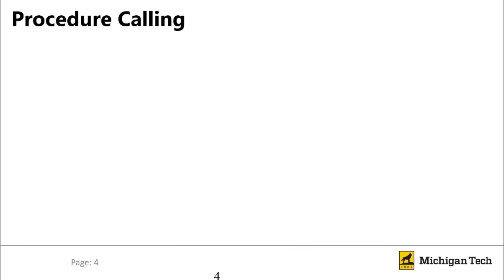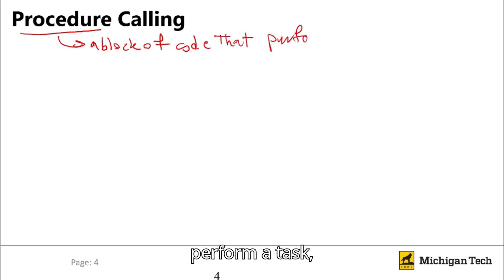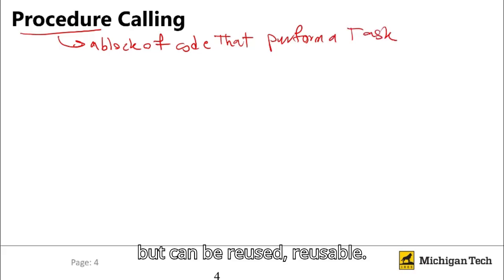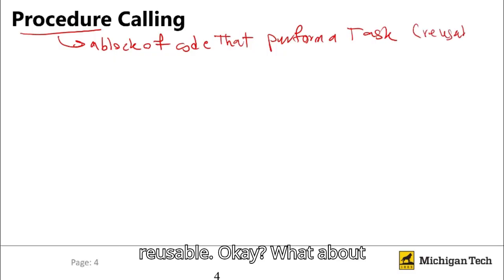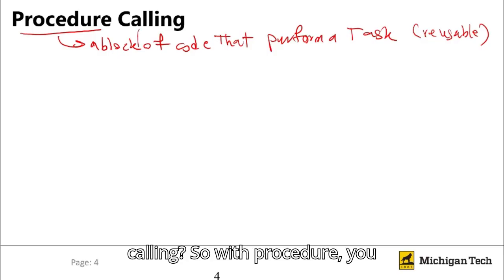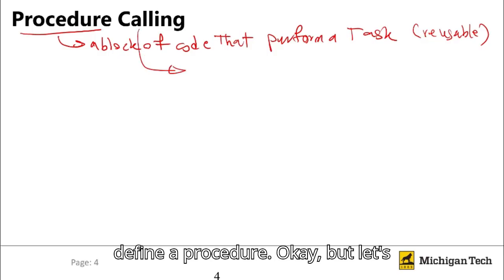So normally a procedure is a block of code that performs a task but can be reusable. That's the part that is important. Reusable. Okay. What about calling? So with a procedure, you define a procedure. Okay, but let's do an example.